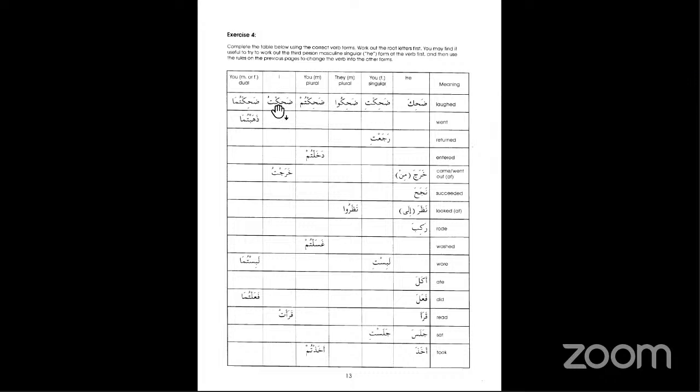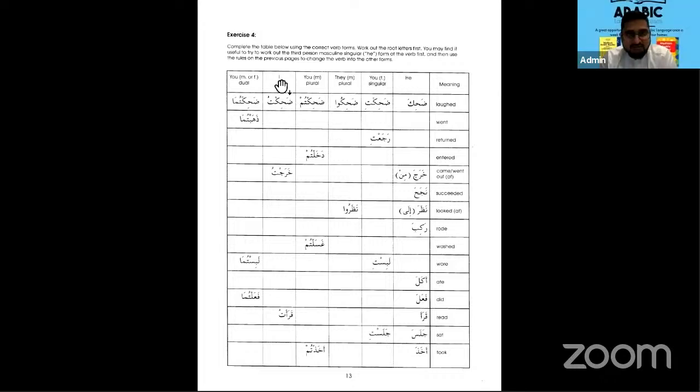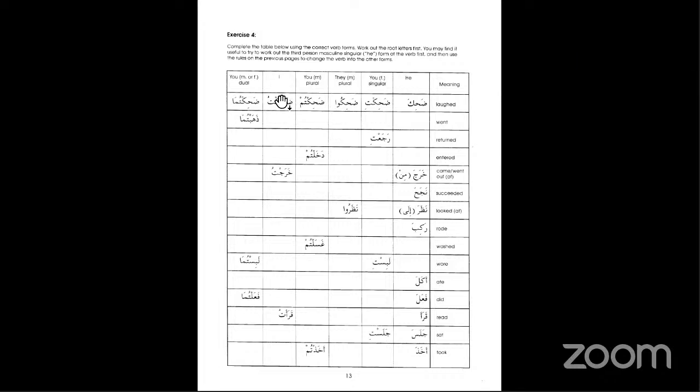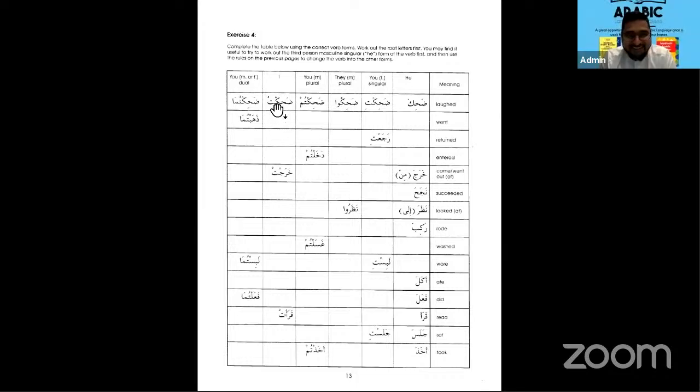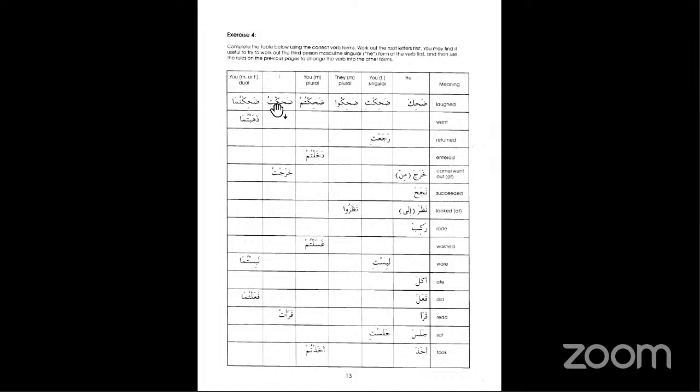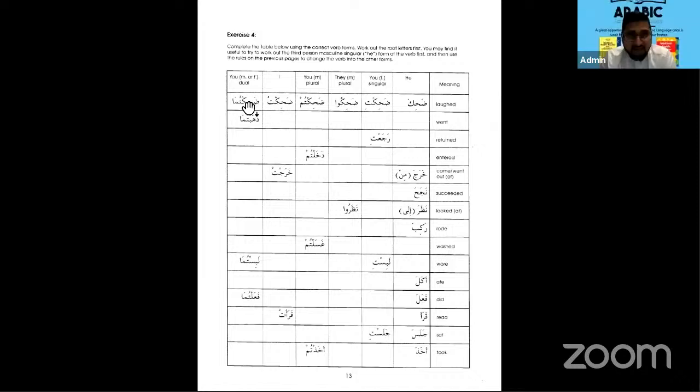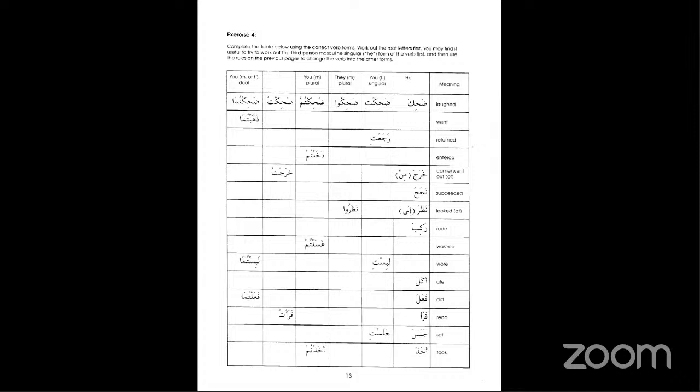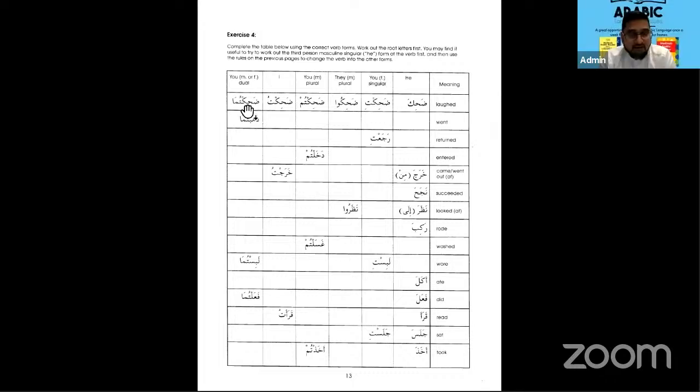Dhahiktu. It's got the word I there. So who laughed? Okay, I think I know now. I laughed. And the next one. Dhahiktuma. Yep. You, male or female? You laughed, male or female.